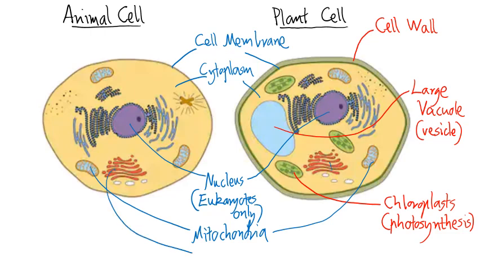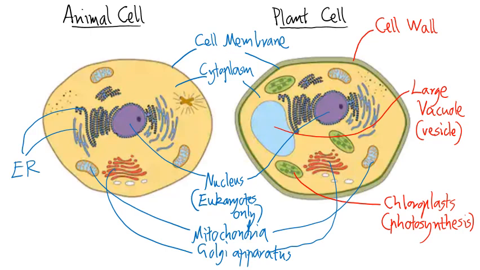They also both have a Golgi apparatus. Remember, that's like the shipping center where proteins go to be packaged and shipped away where they need to go. And so both cell types need to do that. They also both have a smooth endoplasmic reticulum and a rough endoplasmic reticulum, which we'll just call ER. So animals have them, and so do plants, because they all need to do those jobs.